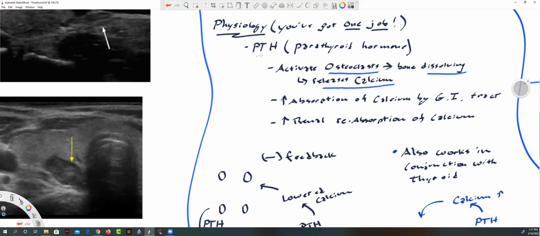I'm sorry, I jumped over PTH entirely. PTH, parathyroid hormone. And that's the one thing these guys do. Parathyroid hormone also increases the absorption of calcium by the gastrointestinal tract, the GI tract. It also increases renal reabsorption of calcium.